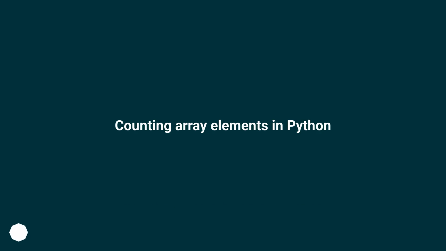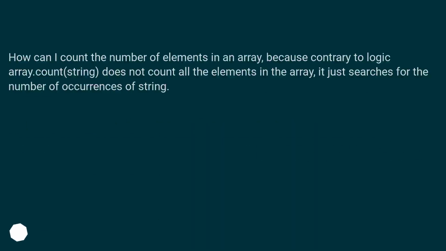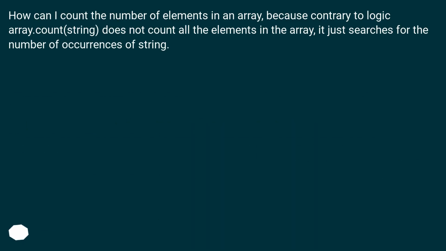Counting array elements in Python. How can I count the number of elements in an array? Because contrary to logic, array.count(string) does not count all the elements in the array, it just searches for the number of occurrences of string.